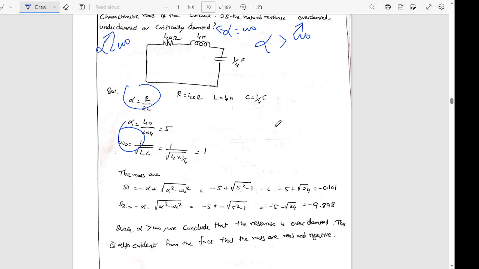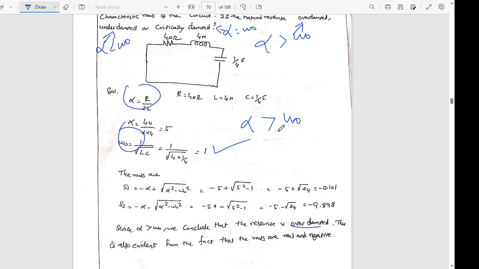Now let us calculate alpha. We know R is 40, so 40 by 2 times the L value of 4 gives 5. Omega naught equals 1 by root LC, which is 1 by root of 4 times 1/4, which is 1. In this case, alpha is greater than omega naught. If alpha is greater than omega naught, I can conclude that the response is overdamped.